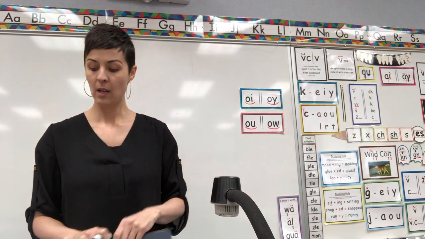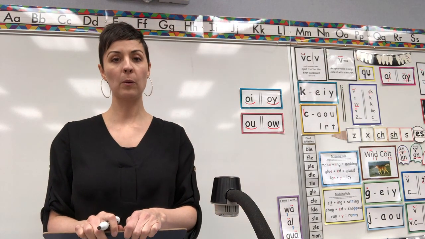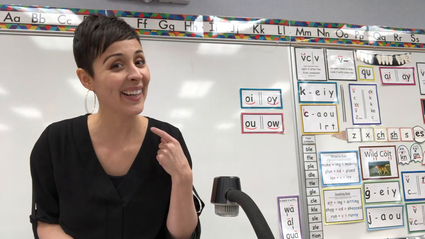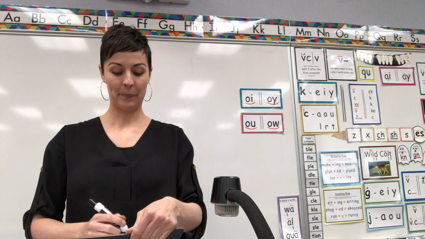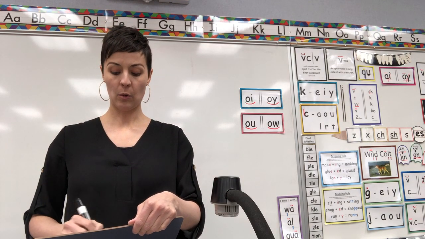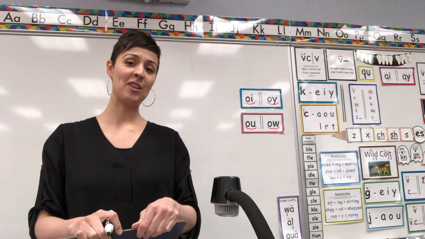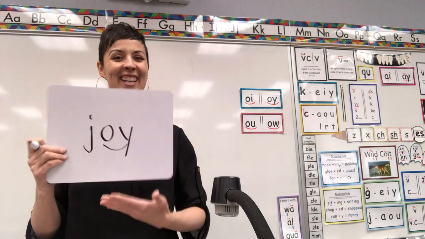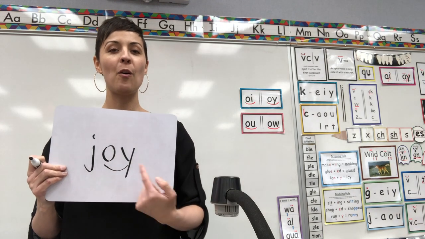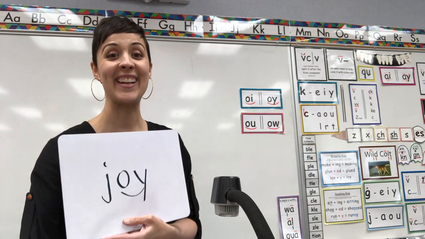Next word, would you spell, no, let's not do a word with a suffix yet. Spell for me the word joy. What word? Joy. Like spelling brings me so much joy. Okay, let's check it. Joy should be J-O-Y. O-Y at the end says oi, oi, oi. Erase, erase.